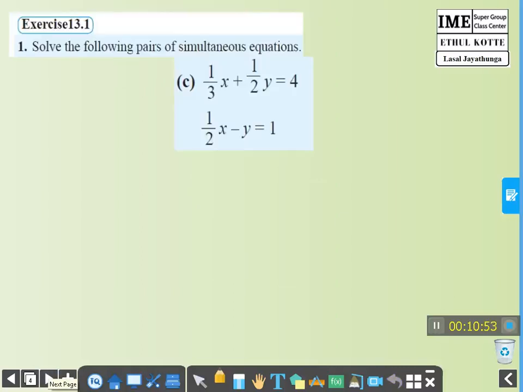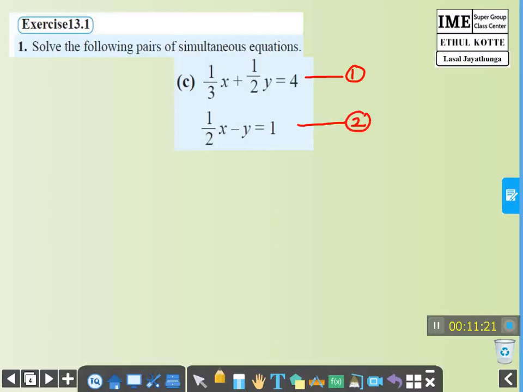Third one. For the third one, we don't have an algebraic term with the same coefficients. So if you don't have the same coefficients for the algebraic terms, firstly you have to build up the same coefficients. Then decide the easiest way to build up the same coefficient as well. Right. I'll name the equations 1, 2.